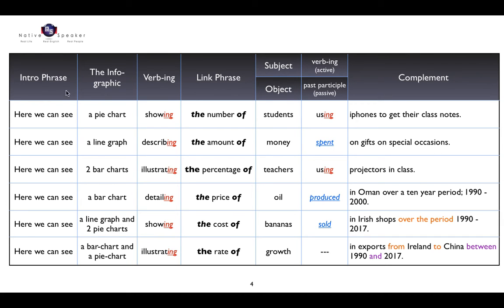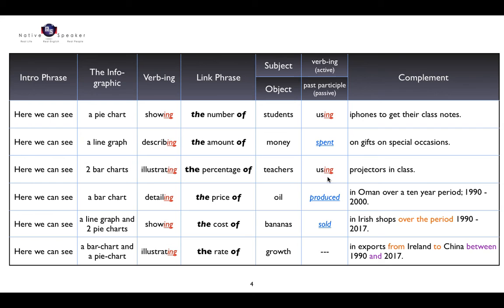So here we can see a pie chart showing the number of students using iPhones to get their class notes. Here we can see a line graph describing the amount of money spent on gifts on special occasions. Here we can see two bar charts illustrating the percentage of teachers using projectors in class.